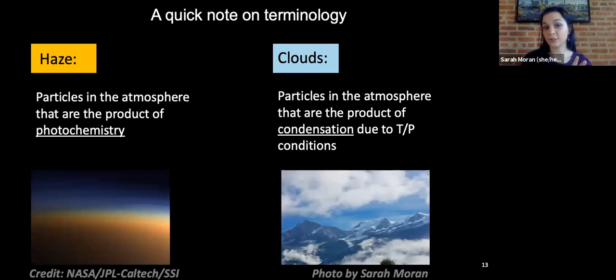So that's haze, just described on the left, and that's in contrast to what I'll call clouds, which are particles that are also suspended in the atmosphere, but they got there just through condensation. So changes in temperature and pressure, but it's a phase change, not a chemical change.